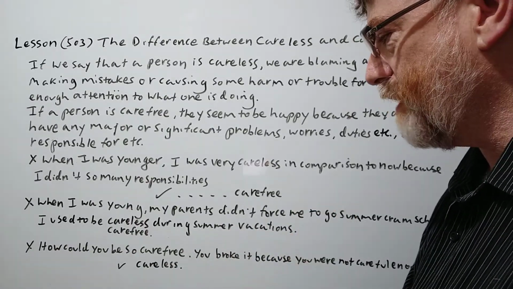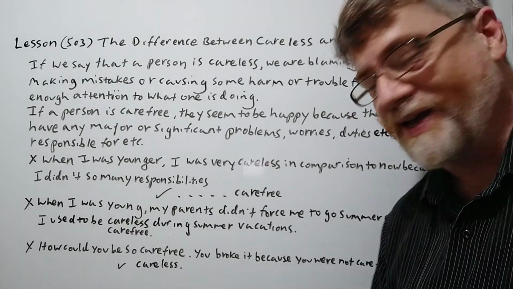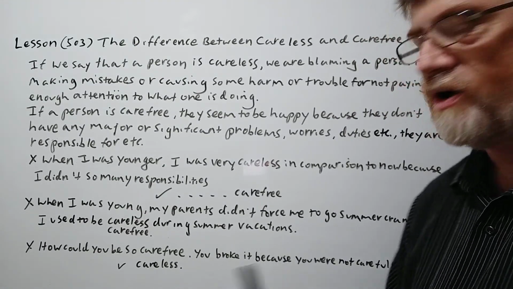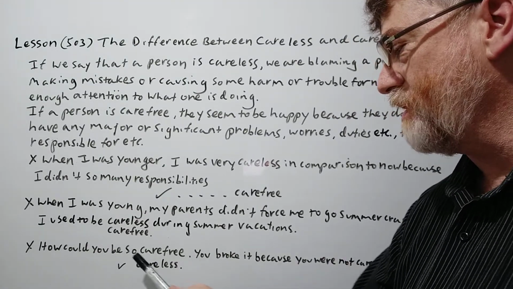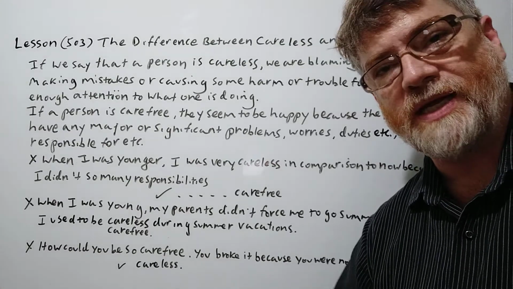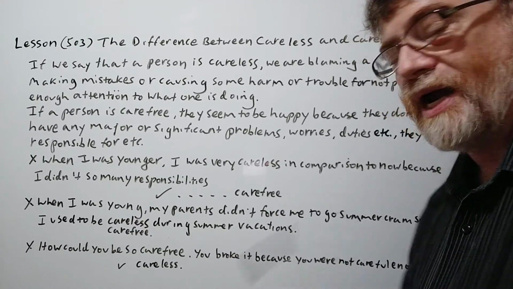All right, and the last one here is the opposite way. How could you be so carefree? You broke it because you were not careful enough. Now, of course, here it should be, how could you be so careless? Because you were careless, you weren't paying attention, and you ended up breaking something. You broke it because you were not careful enough.